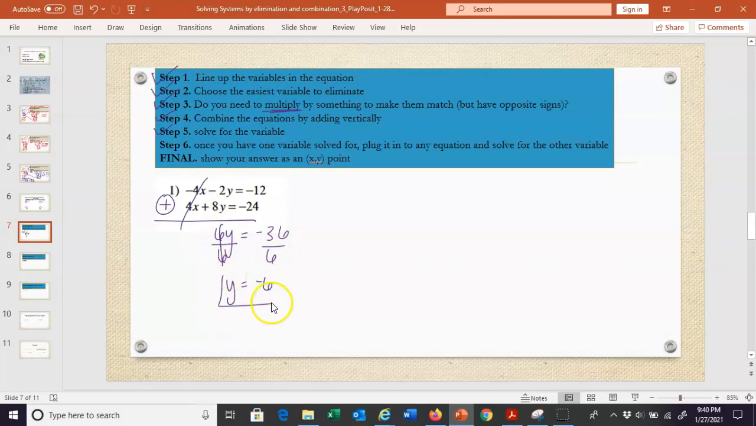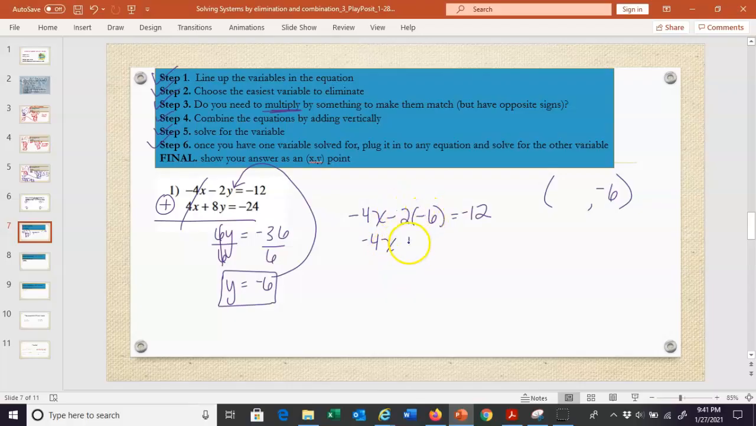Y equals -6. Look at that. We already found the y value. We just need x. So step 6 says once you have one variable, plug it into any equation to get the other one. That seems pretty easy. So we can put it in anywhere we want. I'll put it here. Why not? So -4x minus 2, instead of y, I'll put -6. And we can solve for x.